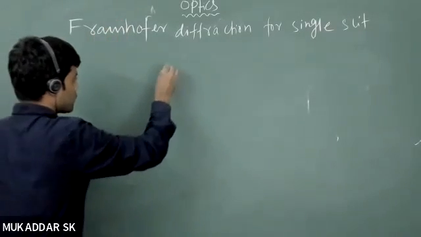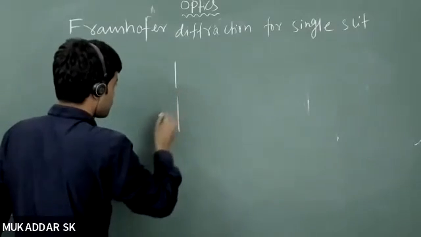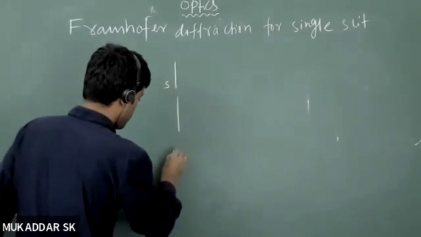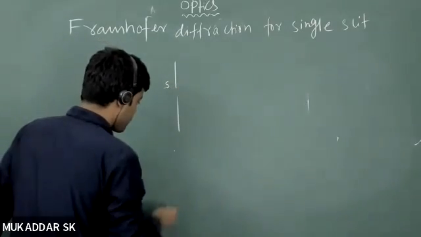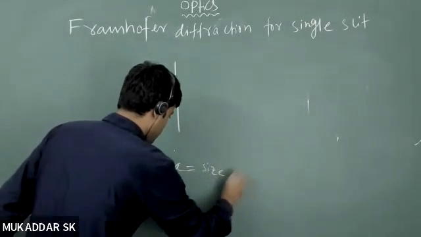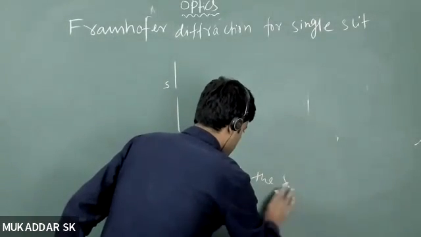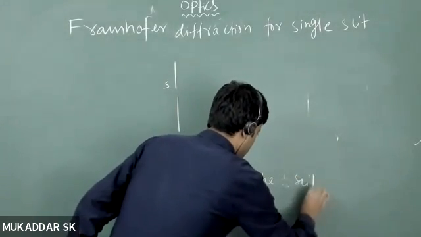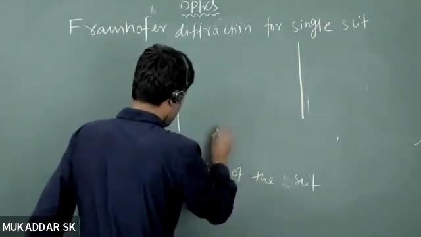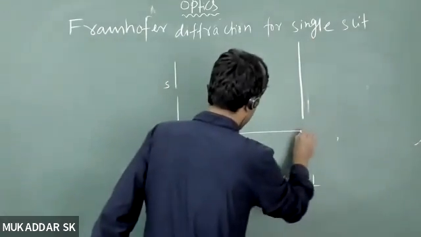Okay, so you have a slit S. The size of the slit, let us define, is a. Then you have a screen. The separation between the slit and the screen is capital D.